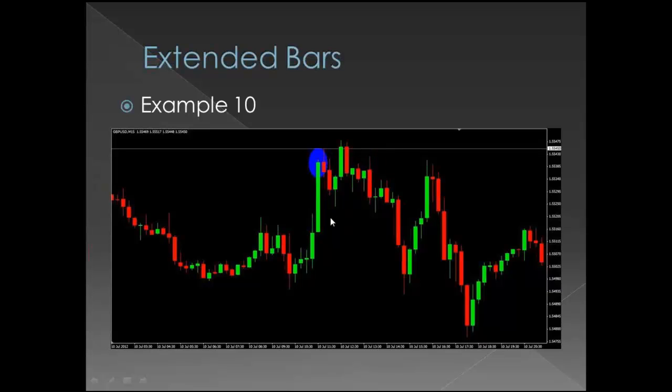And that's something, rather than trying to get in at the top of a move like this right here. You might have made a little bit of money, but then it turned around and went against you, and that's something that you can watch for.